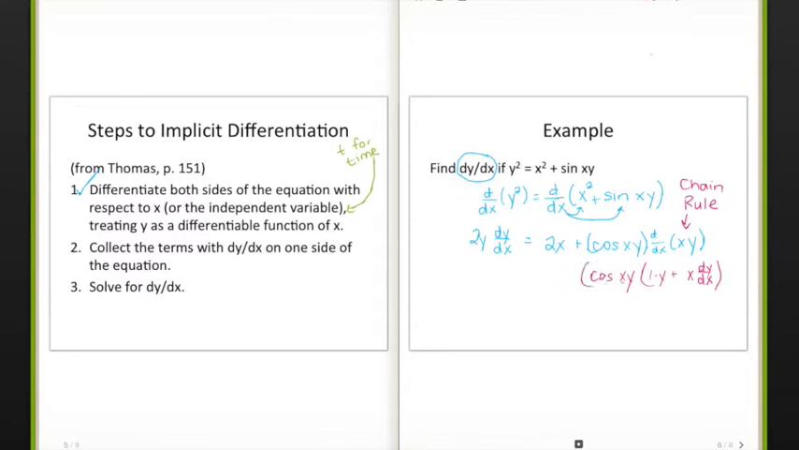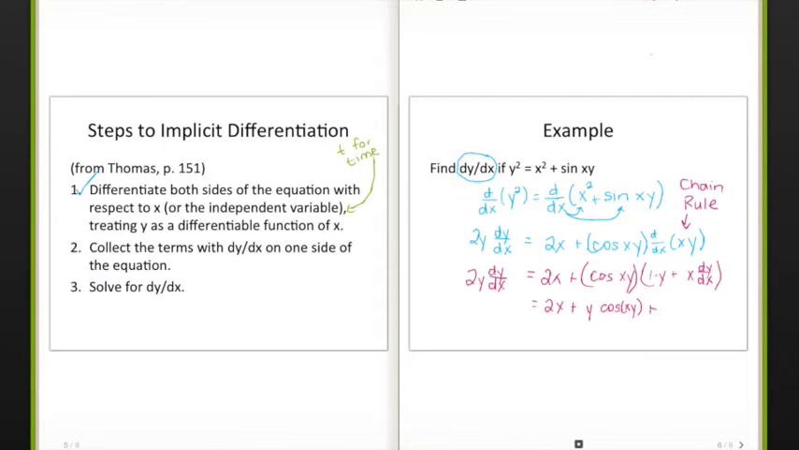All right, so now we've differentiated all parts of this equation, leaving us with 2y dy/dx equals 2x plus cosine xy times y plus x dy/dx. It sounds like a mouthful, but the hard part's done. We've done the differentiation. Now we need to start algebraically manipulating this so we can collect all the terms with dy/dx on one side of the equation. To do so, we're going to have to distribute this cosine xy.